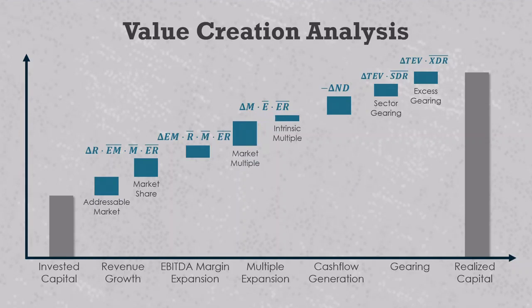Technically, we could do the same thing with EBITDA margin expansion, but it's harder to find meaningful long-term data on EBITDA margins, so I think it's easier to just give the GP full credit or full blame for whatever happens with this value driver. At this point, we can rearrange the value creation components.